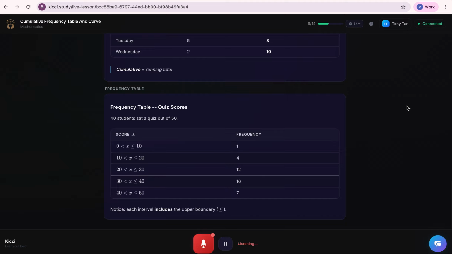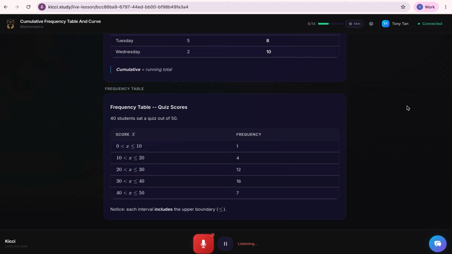Why is there a less than sign on the left side, but then on the right side a less than or equal sign? That's a great question, Tony. The less than sign on the left, like 0 less than x, means the score has to be strictly greater than 0. The less than or equal to on the right, like x less than or equal to 10, means it can be anything up to and including 10. Using equals on the right makes sure that if a student scores exactly 10, we know precisely which group to put them in, that first one. Does that clear things up?